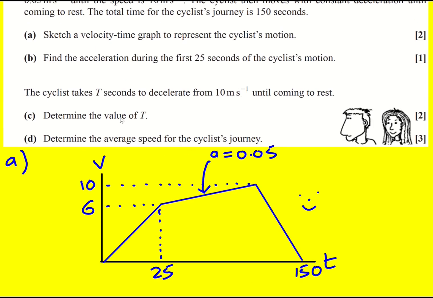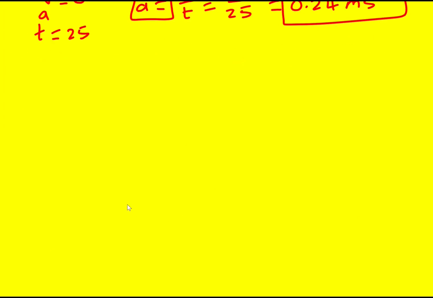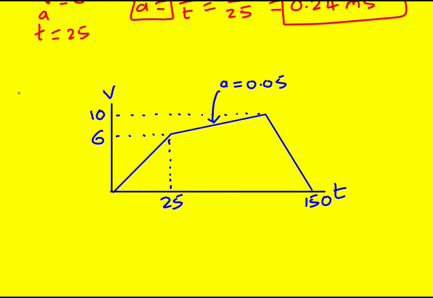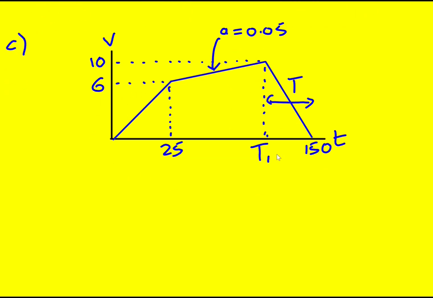Next up, we're told that the cyclist takes T seconds to decelerate from 10 until coming to rest. So this length of time is T, capital T seconds, and we're asked to calculate the value. So I'm going to get another sketch down of my velocity-time graph. And then we're interested in this. So I think what is best is actually working in terms of some other t, maybe we call it t1, and figuring this out, although actually this won't quite be t1. Let me call this t1 plus 25.